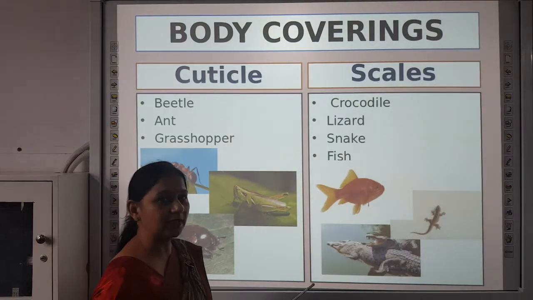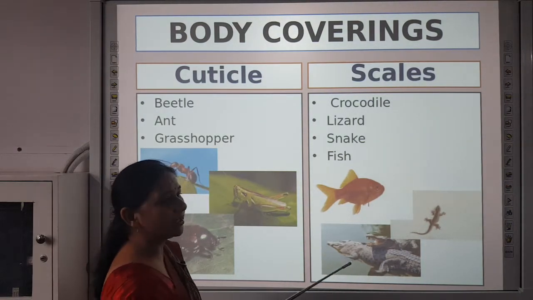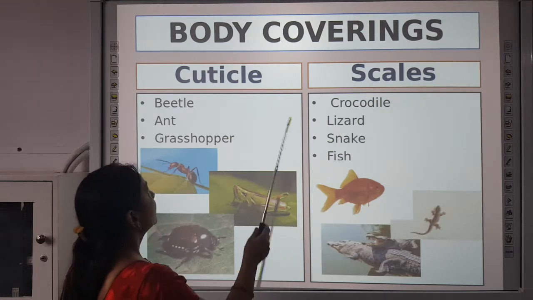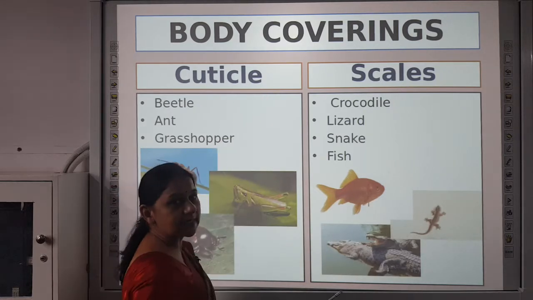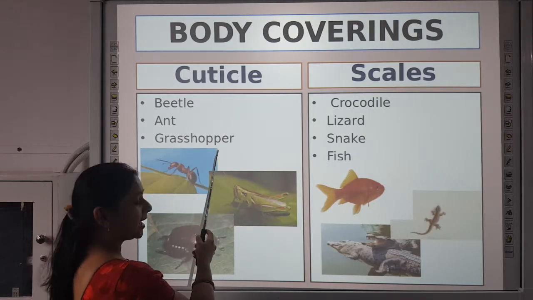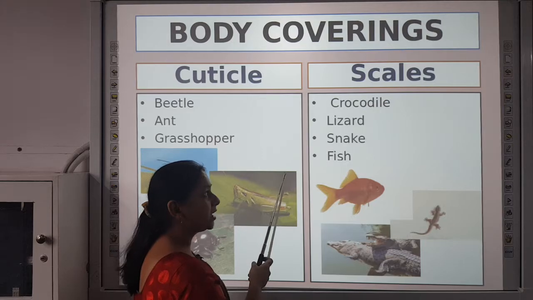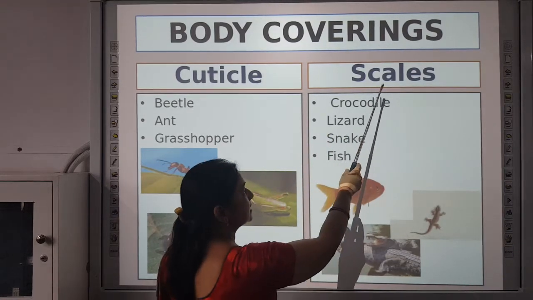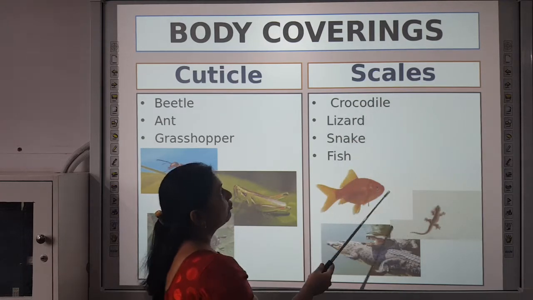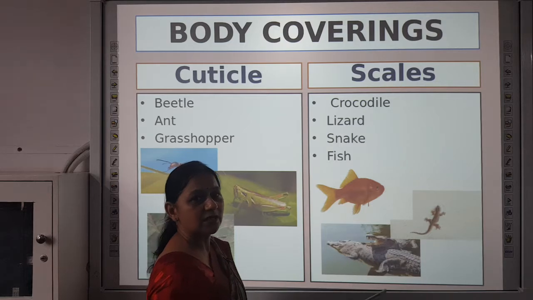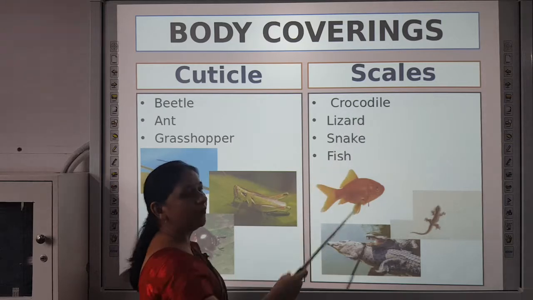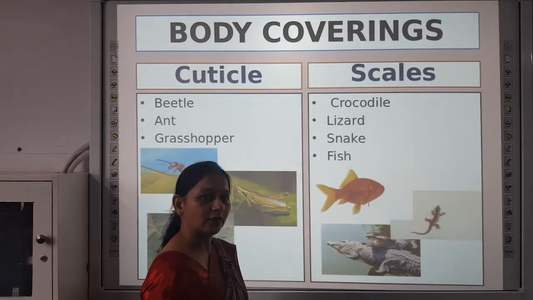So, children, our next topic is body covering. Body covering means the cover of the body which protects them from harsh conditions. Firstly, cuticle. It is a hard cover which is present in animals like beetle, ant, grasshopper. These animals have the hard cuticle. Scales are present in reptiles like crocodiles, lizard, snake, and fish also has overlapping scales which prevent the entry of water in the body, and these reptiles have horny scales to prevent the loss of water.